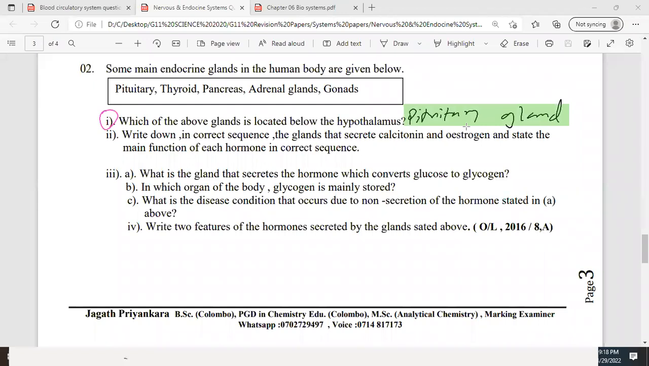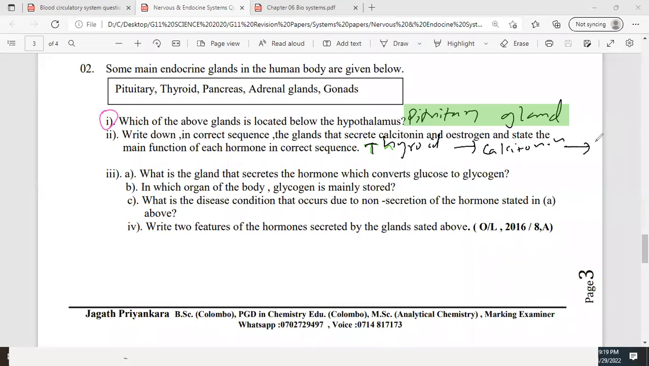The next one. Write down in the correct sequence the gland that secretes calcitonin and estrogen, and state the main function of each hormone. That's calcitonin, and you have to mention the gland, and you have to mention the function. You can write thyroid. Thyroid will be the gland. The hormone is calcitonin. Gland, thyroid secretes calcitonin. What is the function?